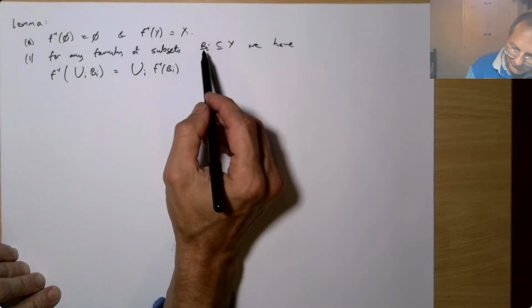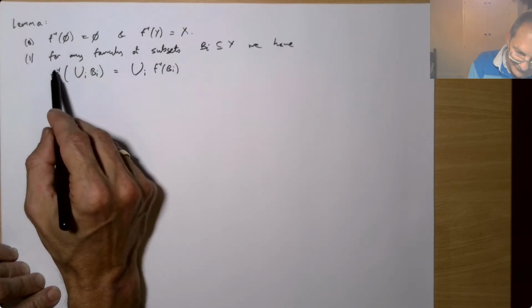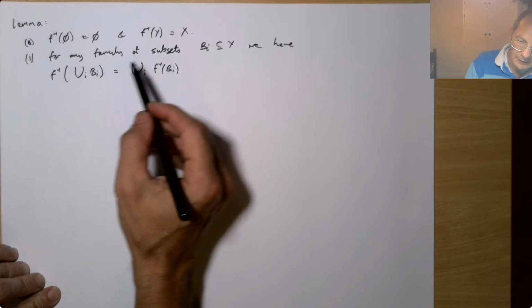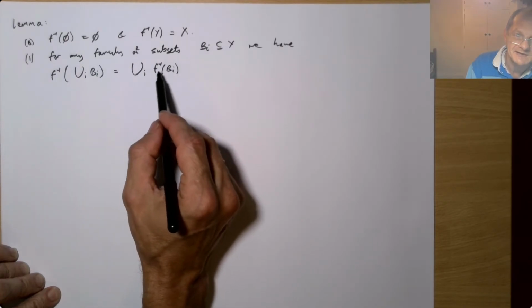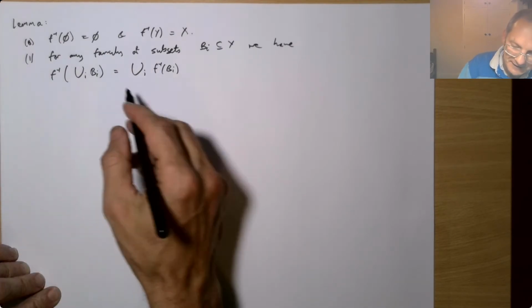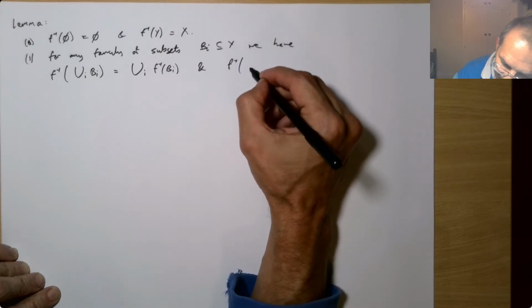If you've got some family of subsets of Y, then you could firstly take their union and then take the pre-image of the union. So that's going to be a subset of X. Or alternatively, you could take the pre-images individually and then take the union of those, and that would also be a subset of X. But they're actually the same subset. And also, it works the same in intersections.